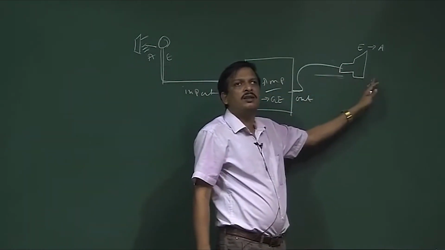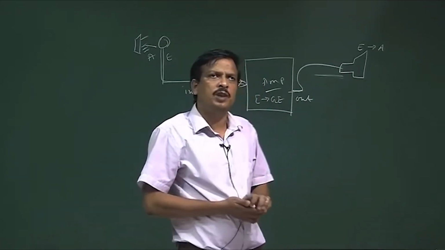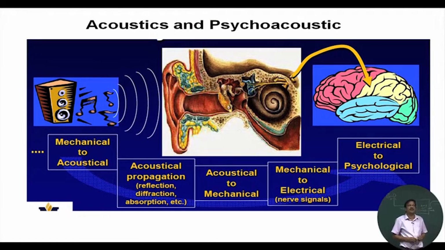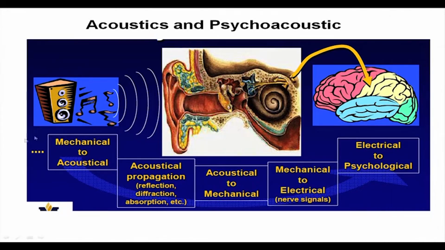So, I require transduction in real-life applications, from acoustical to electrical signal and from electrical to acoustical signal. Similarly, in human beings, let us see this slide, this is the acoustics to psychoacoustics transduction. A loudspeaker is mechanical to acoustical, then acoustical propagation takes place, then acoustical to mechanical, because the acoustical signal makes the membrane vibrate. The mechanical signal goes to the cochlea, and the cochlea converts it into a nerve signal, which creates a perception. So, that is electrical to psychological.